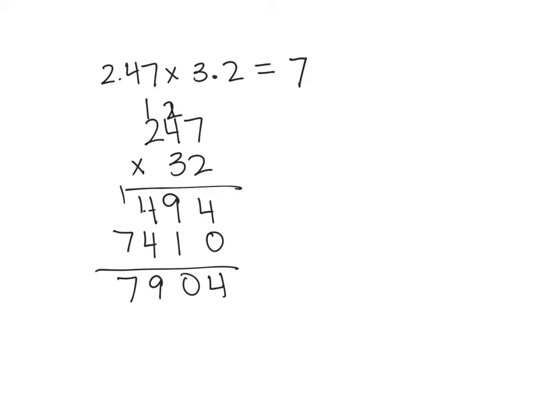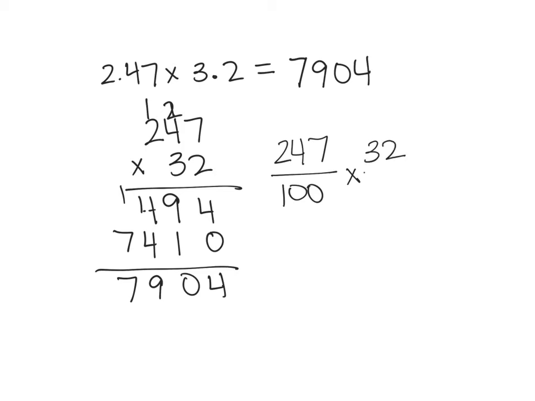And if you were to estimate, I'm multiplying about 2.5 times 3. I don't think an answer of 7,904 makes a whole lot of sense. So if we talk about where the decimal would be placed, I'm going to start by explaining this in terms of fractions. So 2 and 47 hundredths would be equivalent to 247 hundredths. And 3 and 2 tenths is equivalent to 32 tenths.